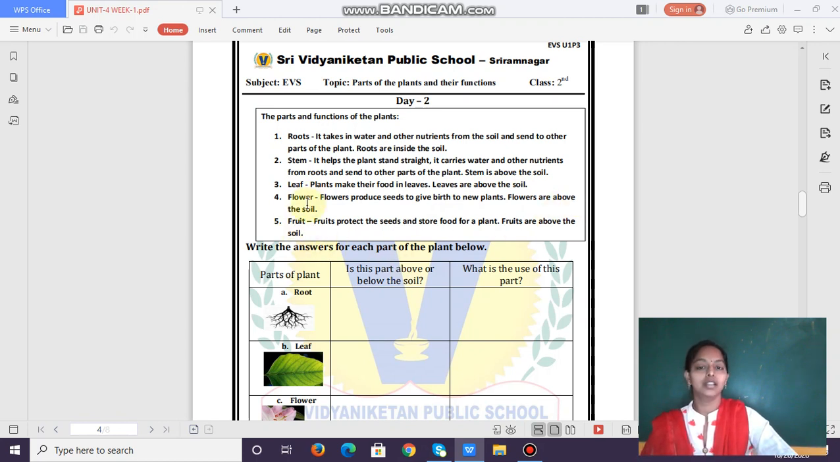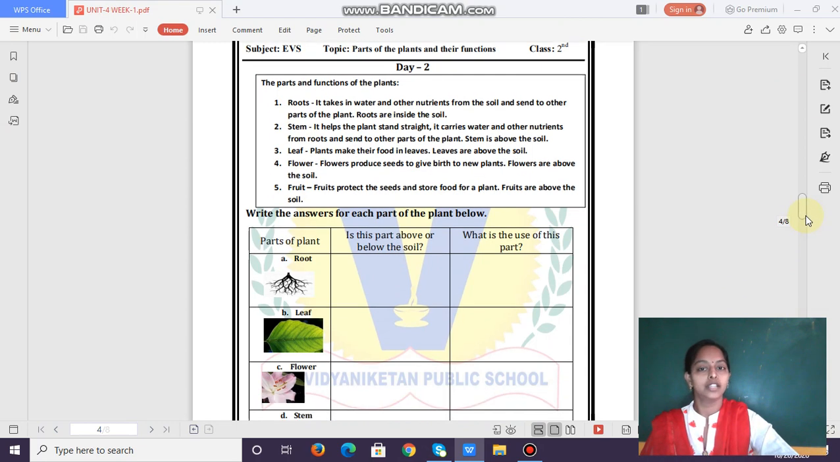Flower is the fourth part. Flowers produce seeds to give birth to new plants. Flowers are above the soil. Now the fifth part is fruit. Fruits protect the seeds and store food for the plant. Fruits are above the soil. So these are the parts of the plants and their functions.